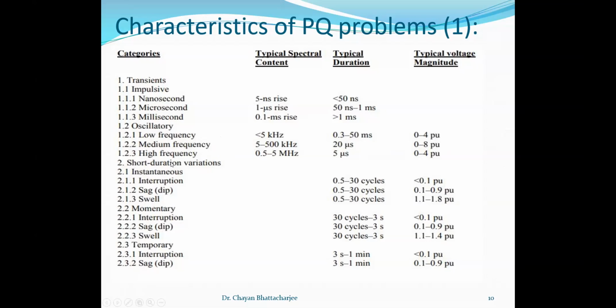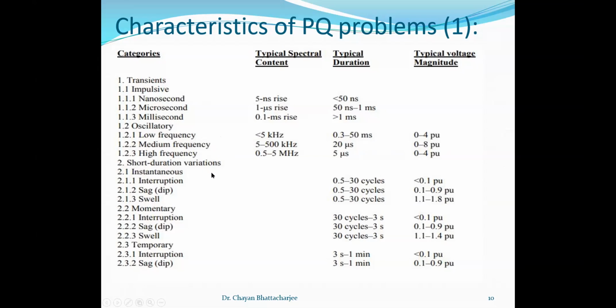It will affect the power system. And if it is low frequency, then it will stay for a much larger time. Very harmful, these oscillatory transients. Next is your short duration.